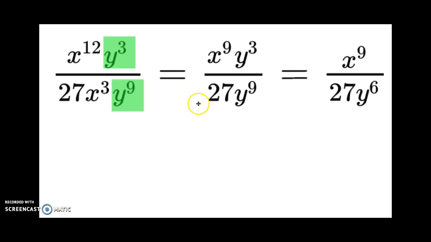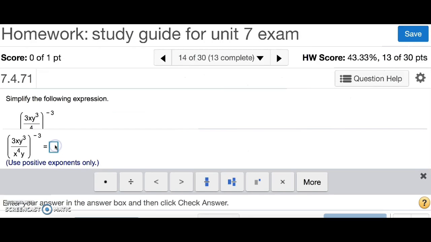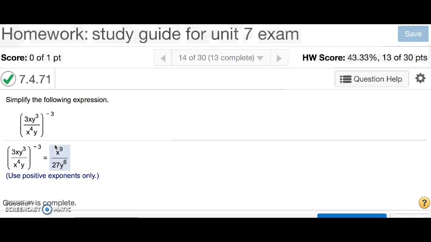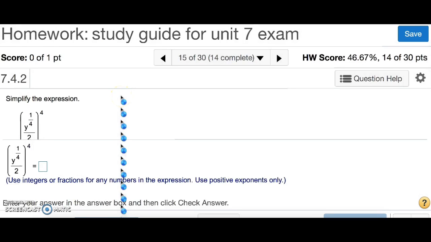So my answer is going to be x to the 9 all over 27y to the 6th. So let's put that in. So typing in, I'll have x to the 9 all over 27y to the 6th. And that's number 14. Number 15, it says to simplify this expression.